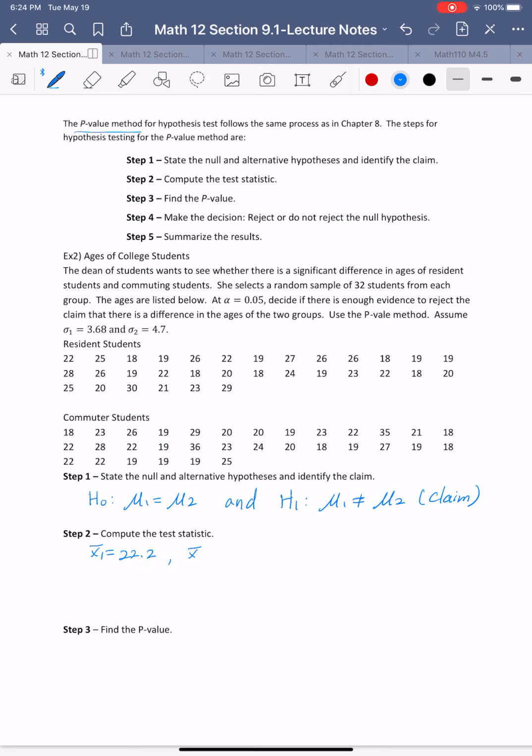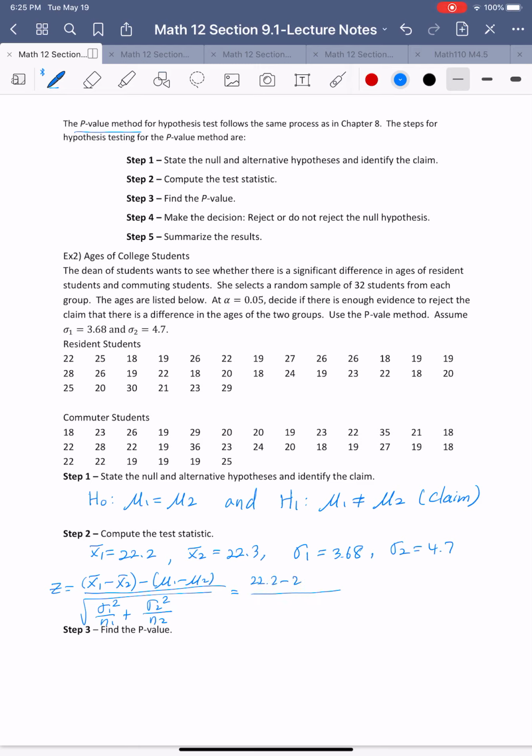And then you need to find x bar sub 2, for which you use the second group, the commuter students, to find the mean. It's 22.3. And then you already have the sigma, which is 3.68 from the population, and sigma sub 2 is 4.7. Okay, so the test statistic formula is x bar sub 1 minus x bar sub 2, subtract mu sub 1 minus mu sub 2, over the square root of sigma sub 1 squared over n1 plus sigma sub 2 squared over n2.